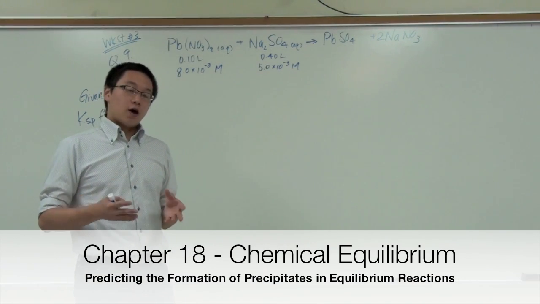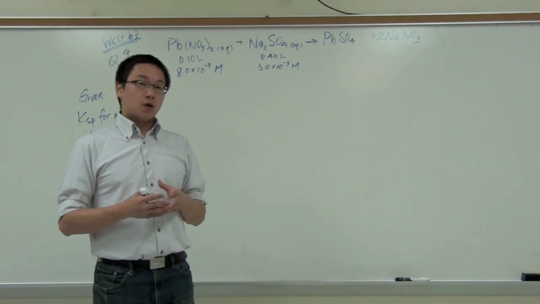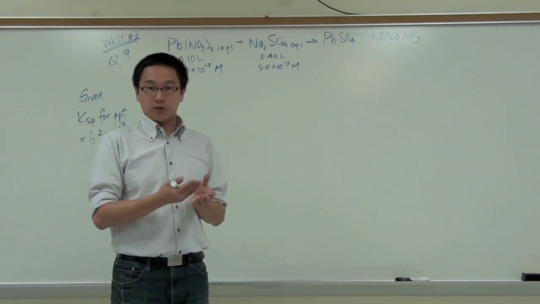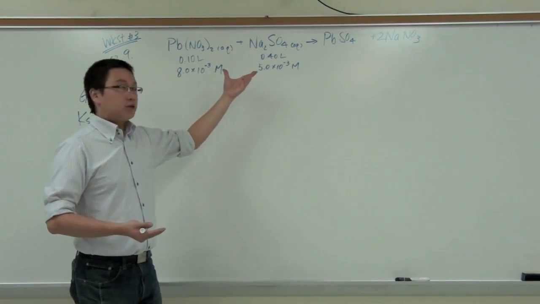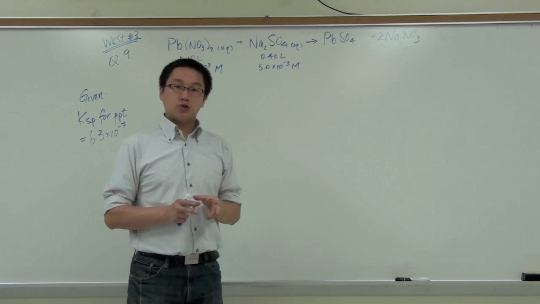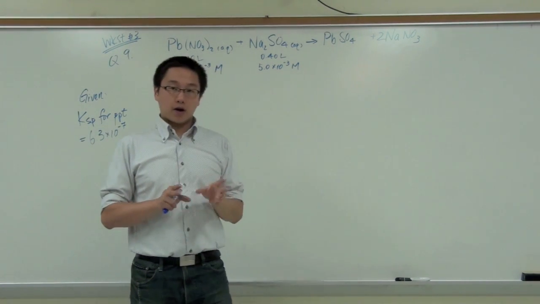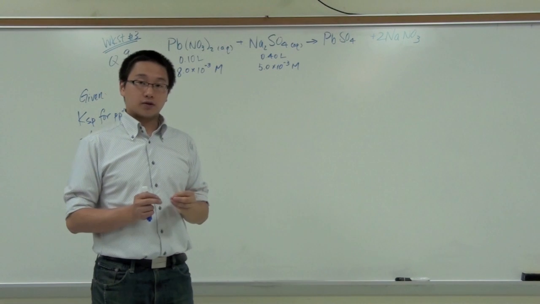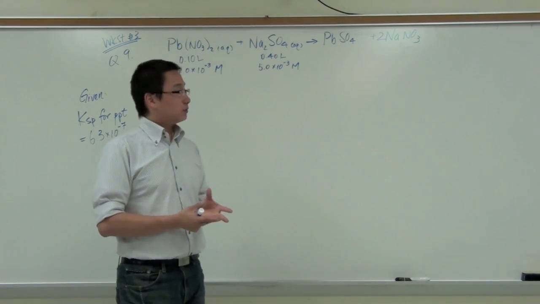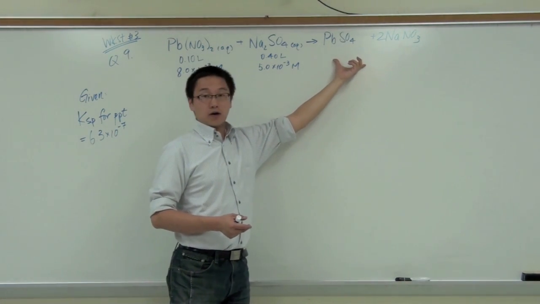Now, after we understand how to find KSP, we can also make use of the KSP and some given concentration to find out whether a precipitate will form. Now, if you look at here, this is an equation given, and we have two solutions mixing together. And then these two are our products. This is just a simple double replacement reaction, and we should have no difficulty getting these two products.